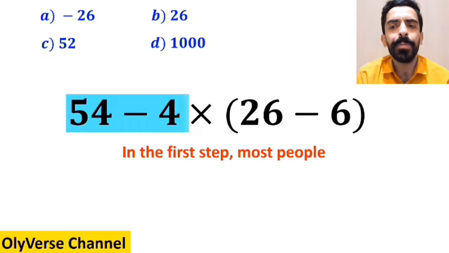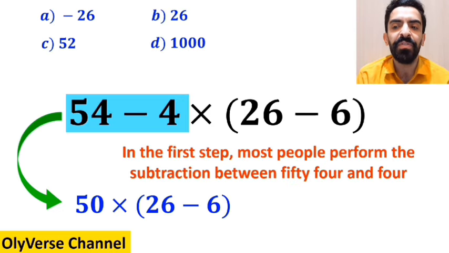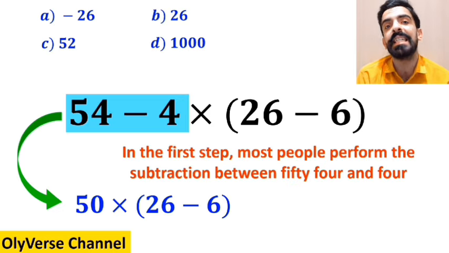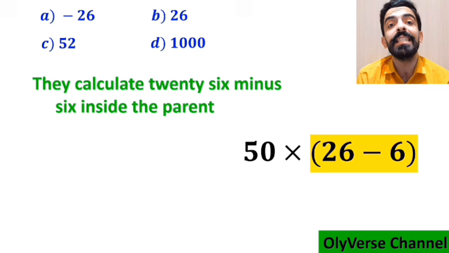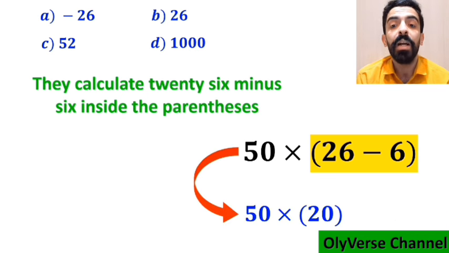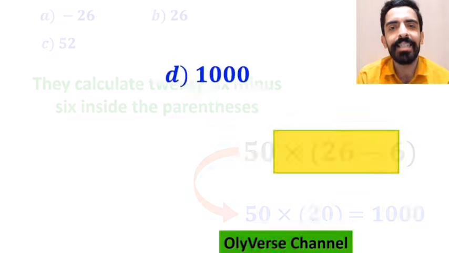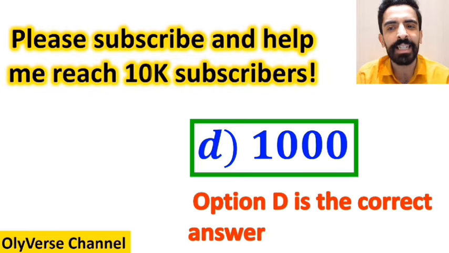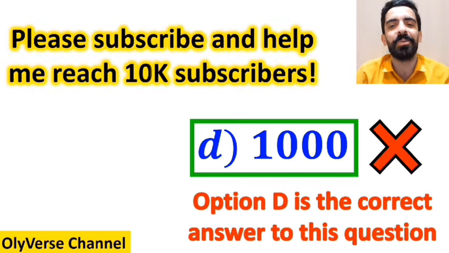And the first step, most people perform the subtraction between 54 and 4, which I've highlighted in blue. So, this expression simplifies to 50 multiplied by 26 minus 6 inside the parentheses. And the next step, they calculate 26 minus 6 inside the parentheses, which becomes 50 multiplied by 20. And finally, the value of this expression must be equal to 1000. Then, without any hesitation, they quickly say that option D is the correct answer to this question. However, this answer is absolutely wrong.